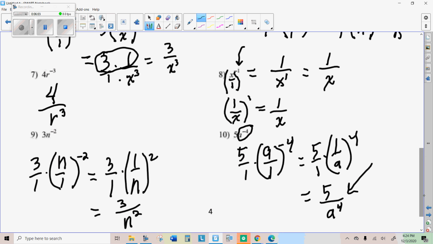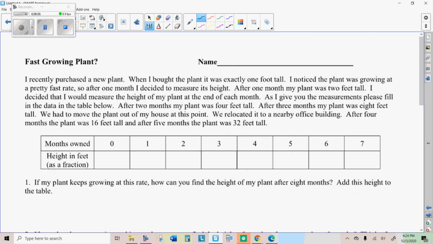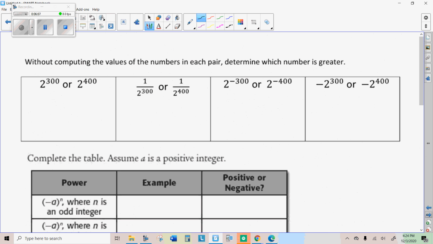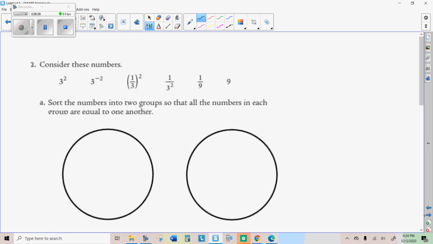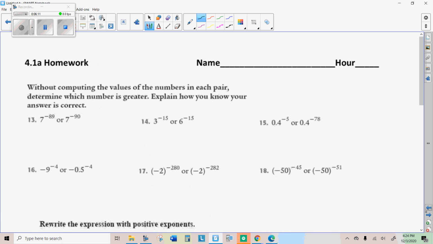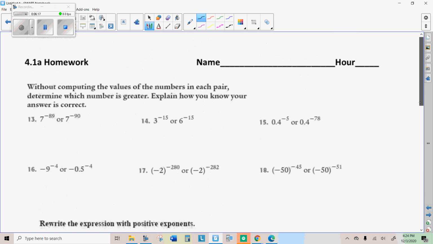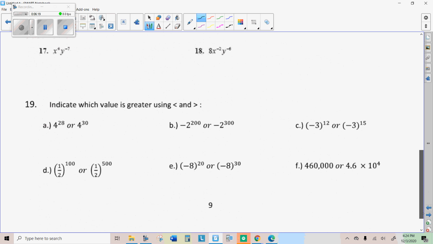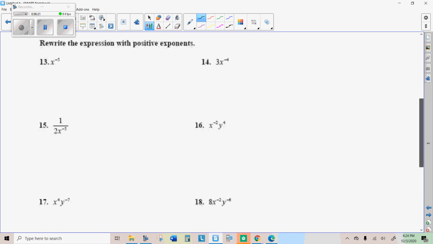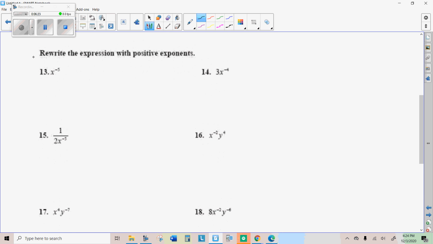So I'm going to take you to your next homework page, and we're going to do all those other problems on Monday. But on this page here, page 9, you're going to actually do these problems here, and put those on the Google form.